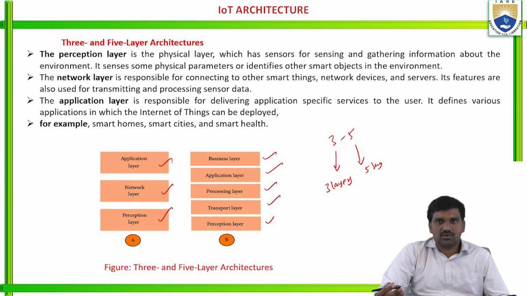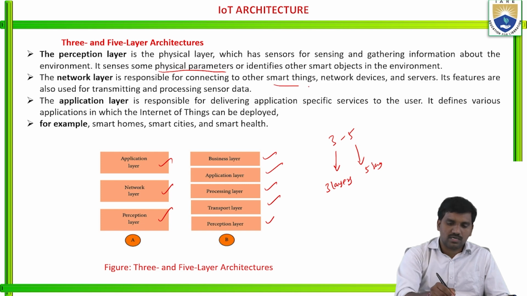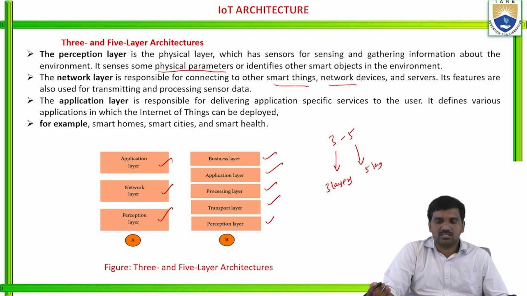What is the main function of the perception layer? It has sensors for sensing and gathering information about the environment. It senses some physical parameters and identifies other smart objects in the environment. So it can deal with the environment, and these are the parameters we are going to measure. Next, the network layer. Its main responsibility is connecting to other smart things, network devices and servers, and its features are also used for transmitting and processing sensor data. This is the network layer under the 3 layer architecture of IoT.